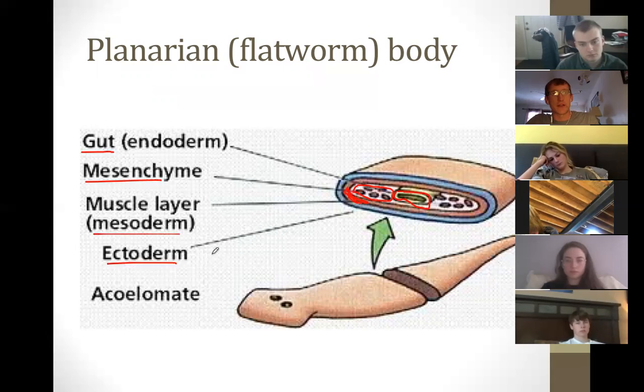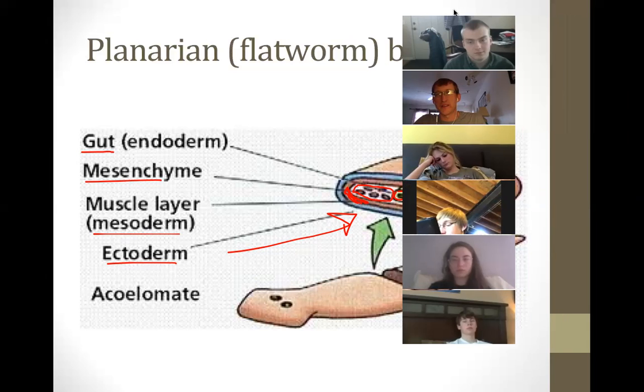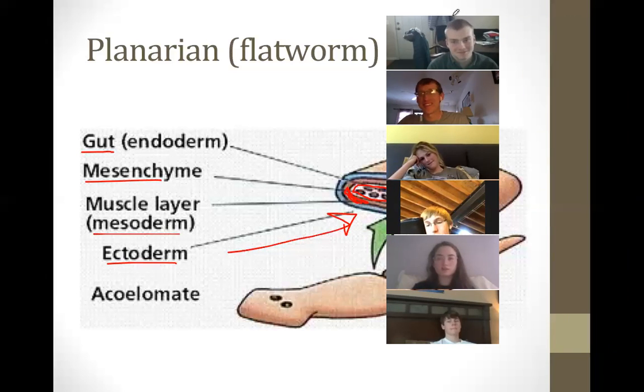And then his ectoderm, which I think is such a funny word because it reminds me of ectoplasm. Isn't that what those fake Ghostbuster guys chase down? I don't know. That's a weird word.